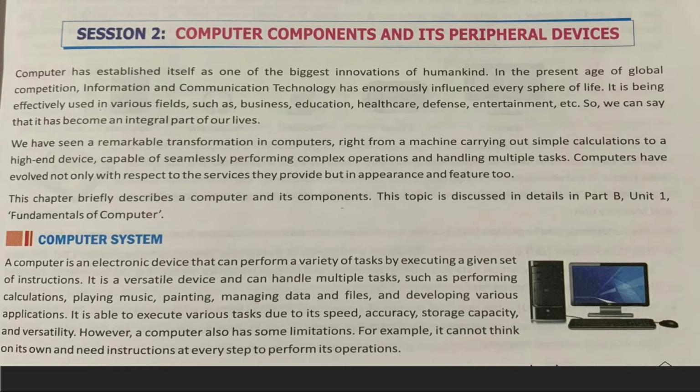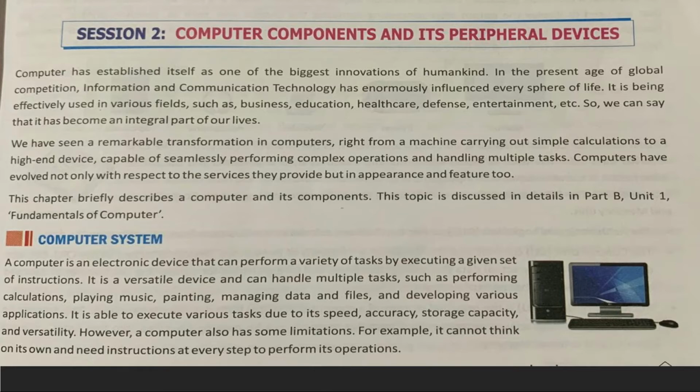It can handle multiple tasks such as performing calculations, playing music, surfing the internet, painting, managing data and files, and developing various applications. Even in computer languages, we can write programs; the coding can be done also. However, a computer also has some limitations. It cannot think. It is a dumb machine, and whatever instructions are given by the user, it will work accordingly. That's why it cannot think on its own and needs instructions and every step from a human being or some other source to perform its operations. It cannot work on its own. So this is about the computer system.